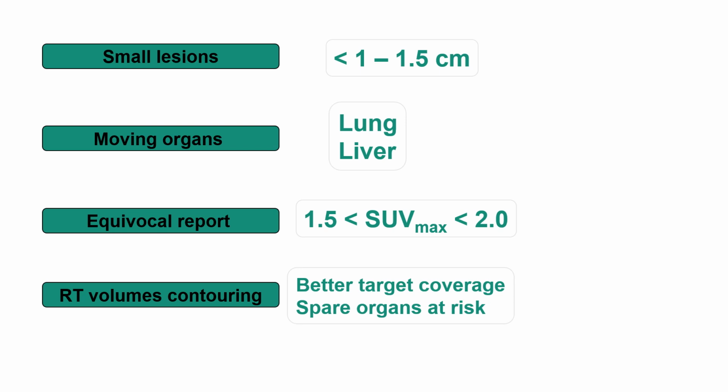Correction for movement should be taken into account when there is the need to characterize very small lesions, smaller than 1 or 1.5 centimeters. The organs in which 4D has demonstrated its importance are lungs and liver. It could be very useful to solve doubts in faint uptakes with SUV between 1.5 and 2, and also in radiotherapy applications to guarantee better target coverage and sparing of organs at risk.